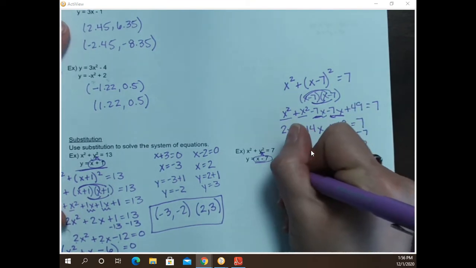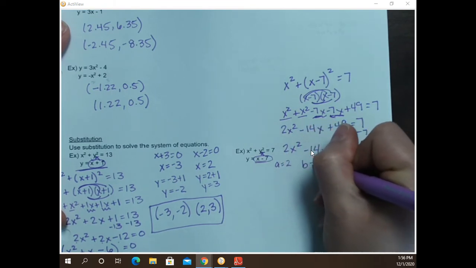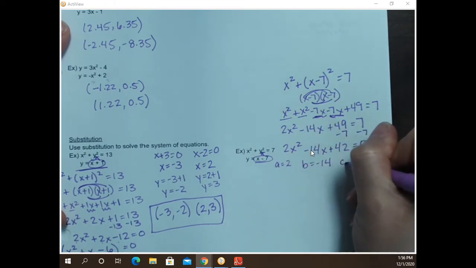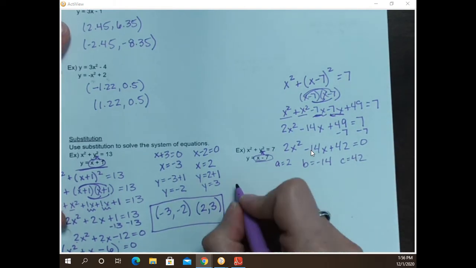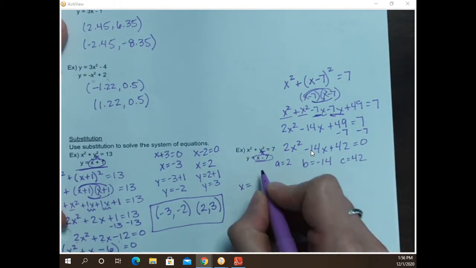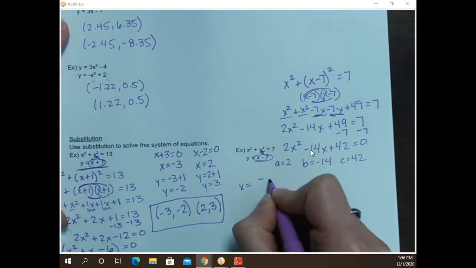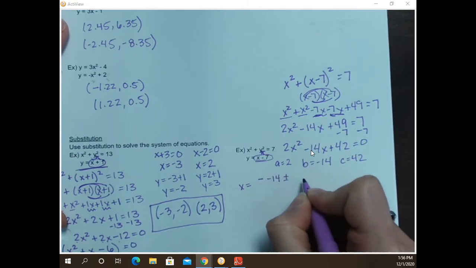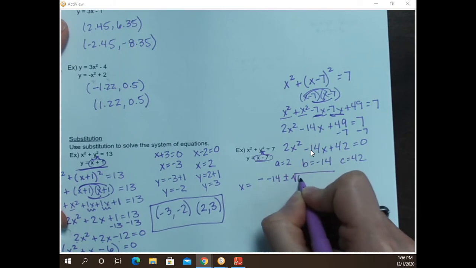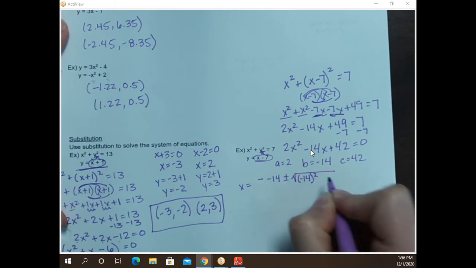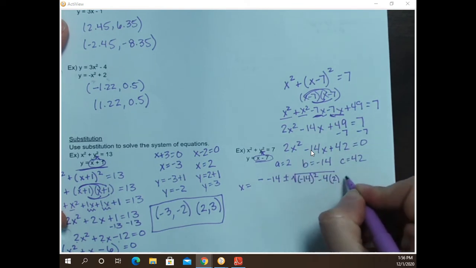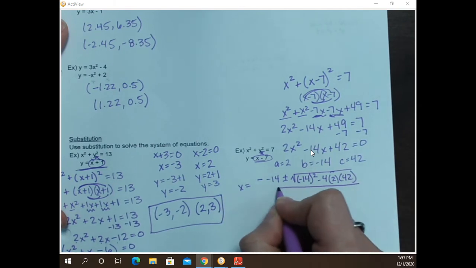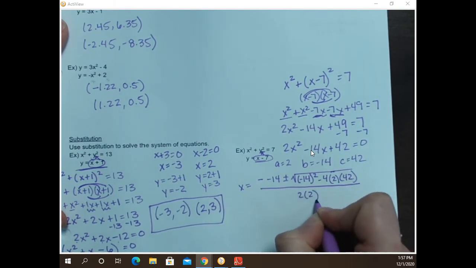And now my a is 2, my b is negative 14, and my c is 42. So if I plug this into the quadratic formula, that would be x equals negative b plus or minus the square root of b squared minus 4 times a times c, and this is all over 2 times a.